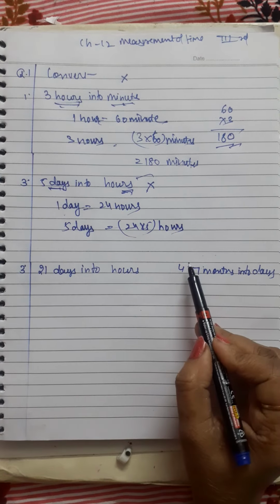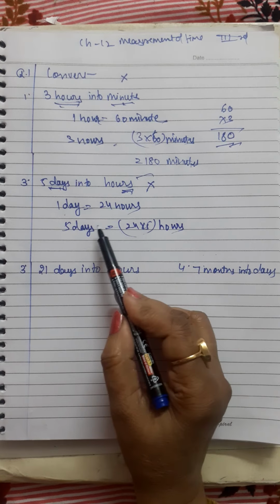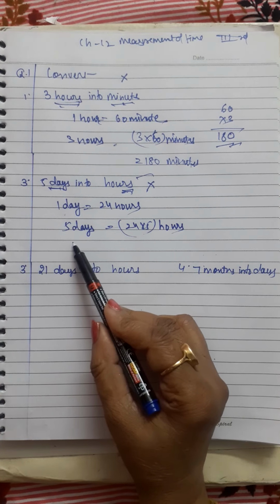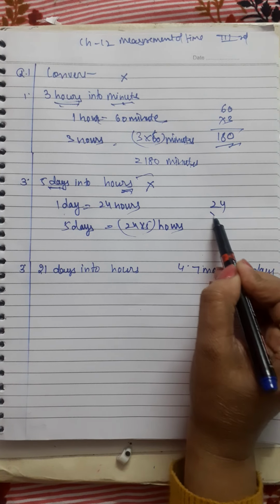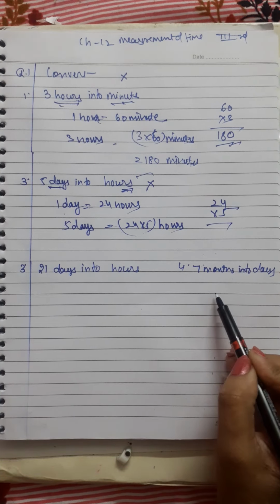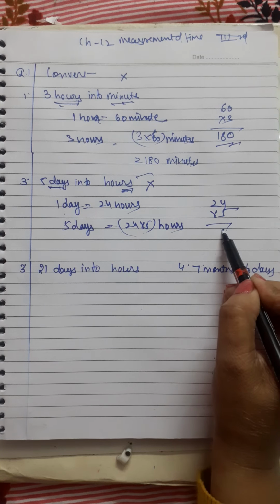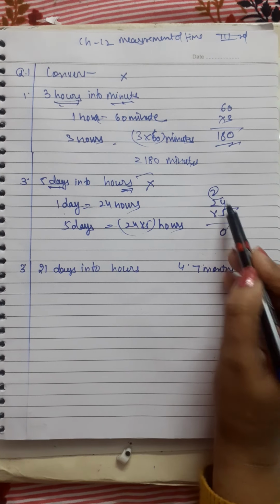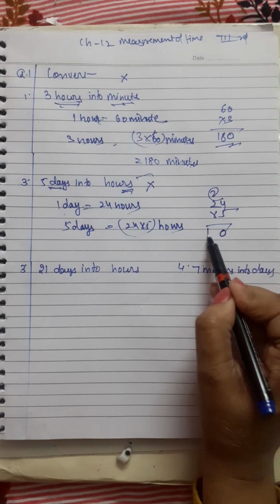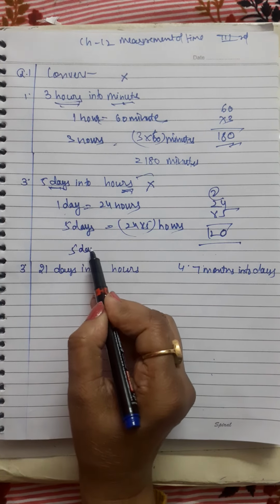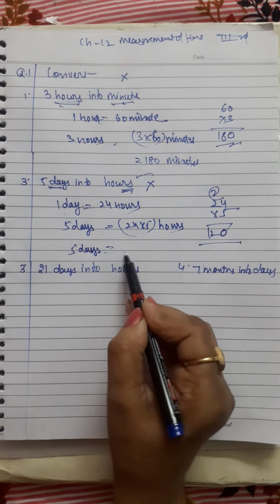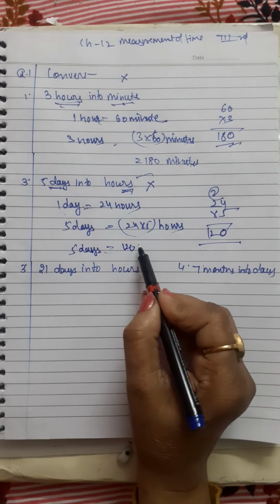5 days to convert into hours. So we know that one day having 24 hours. So 5 days to convert, 24 to be multiplied by the 5. We will do rough work. Take table of 5, 4 times. 5 4s are 20, 0, 2 in carry. 5 2s are 10 plus 2, 12. So we can say 5 days is equal to 120 hours.